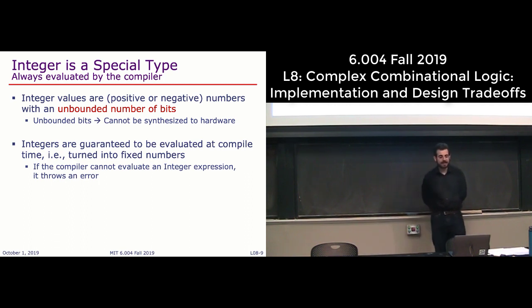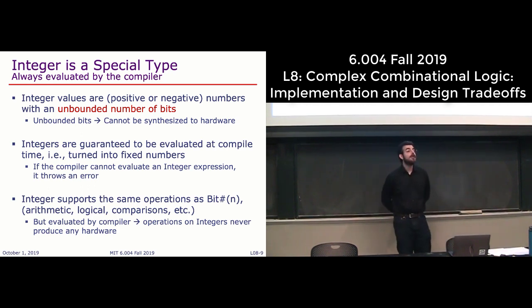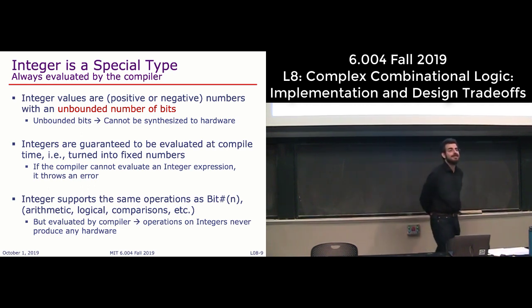So what happens is the compiler is going to take all integer variables and turn them into fixed numbers. And whatever it cannot evaluate, it's just going to print an error. It's just going to say, this value is not something I can figure out. Please do something else. And then integers support all the same operations as bit and as n-bit values. So we have arithmetic operations, logical comparisons, logarithms, and so on. But they're evaluated by the compiler.